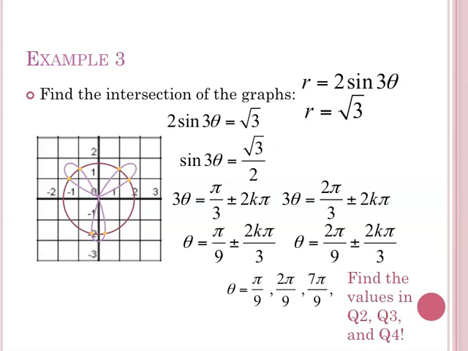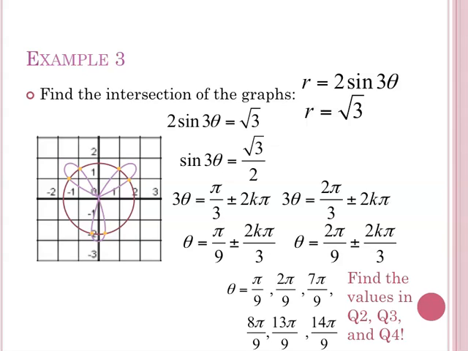Do the same thing in the second one, 2 pi over 9 plus 6 pi over 9, so that's 8 pi over 9. All right, and then when k is equal to 2, we have 4 pi over 3, which is equal to 12 pi over 9. Add that to pi over 9, we get 13 pi over 9. Do the same thing to the second one, 2 pi over 9 plus 12 pi over 9, which is 14 pi over 9.